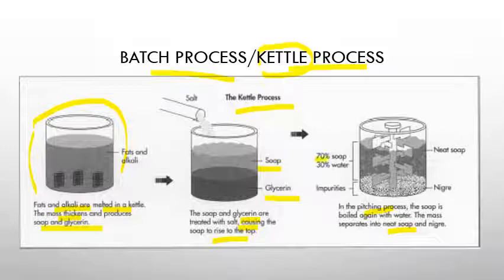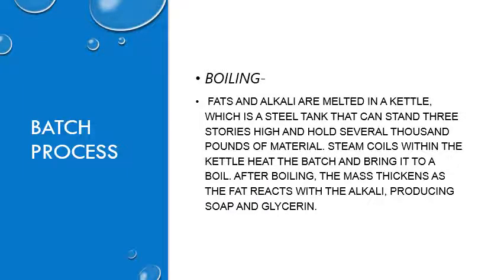Neat soap contains 70% of the soap and 30% of the water, and settling at the bottom layer we have the nigre. So we have seen all the steps of the batch process. Here you can have the detailed points.